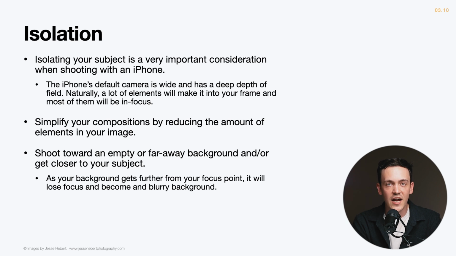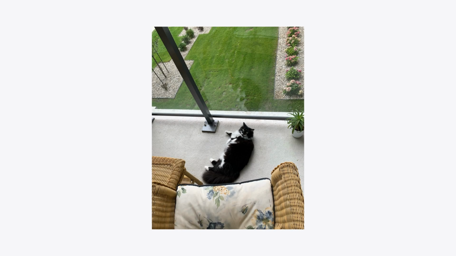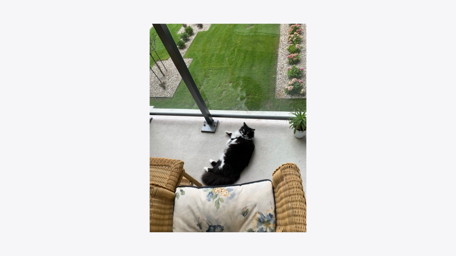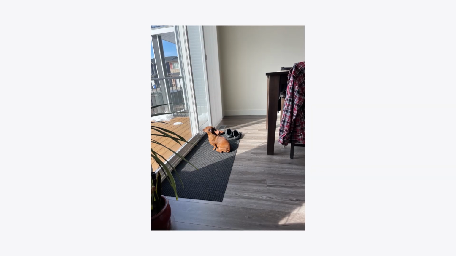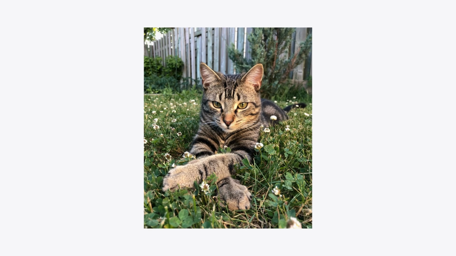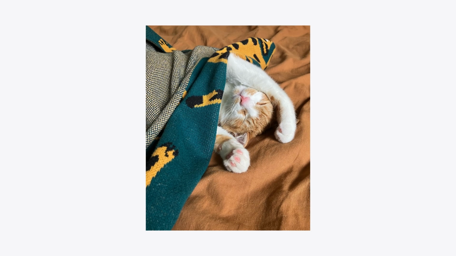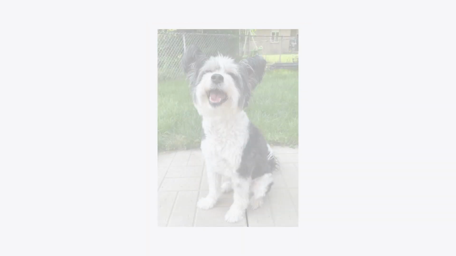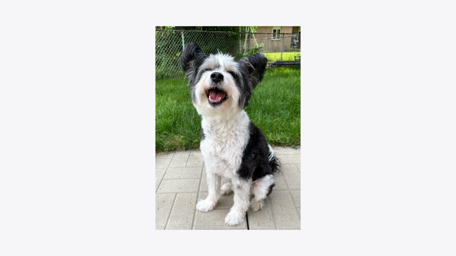Isolation is a very important concept to know and use when taking pictures using your iPhone. The iPhone's default camera is wide, and it has a deep depth of field, which simply means that there's a lot of elements that are in focus. Knowing this, a lot of elements are going to make it into your frame, and most of them are going to be in focus. By reducing the amount of elements in your frame, you can simplify your compositions and focus your viewer's attention right on your subject.